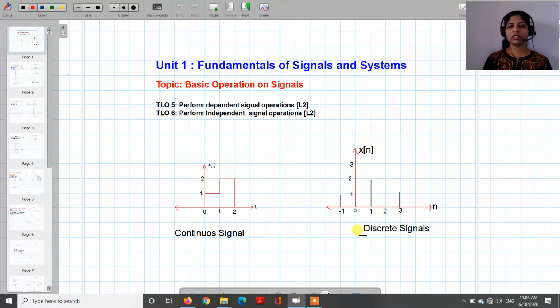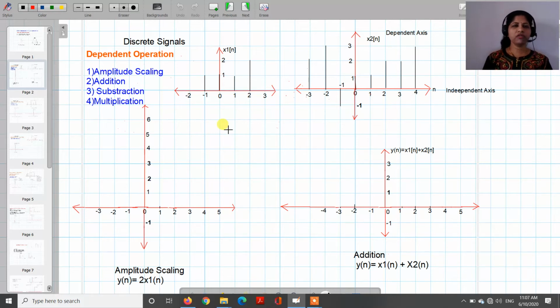For example, here this is a discrete signal, where the x-axis represents the number of samples and the y-axis represents the amplitude of samples. Based on this, first of all we will see what we mean by dependent operations. For simplicity, we are considering discrete signals here.